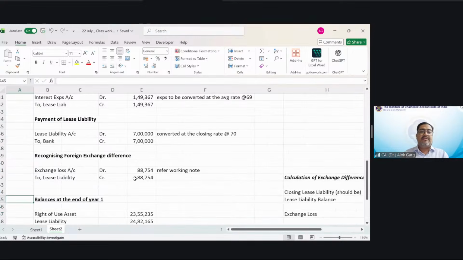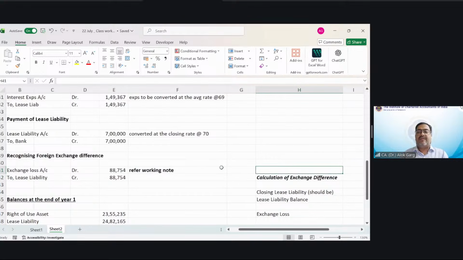What is the accounting entry? Exchange loss account debit to lease liability.